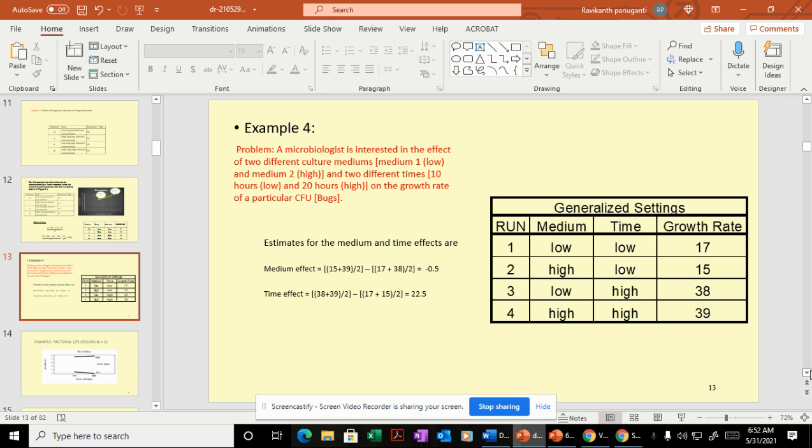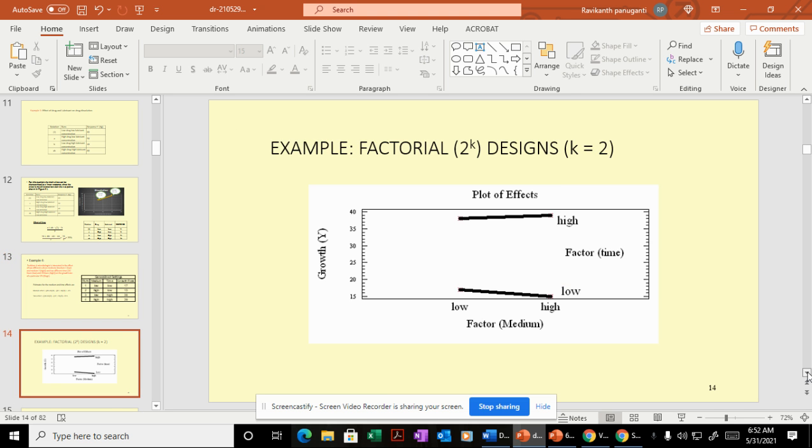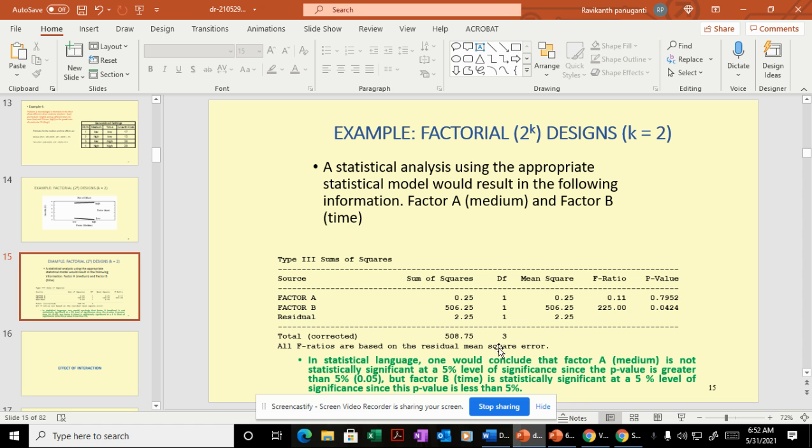But to what extent, whether it is statistically significant or not, in order to understand that, you have to perform the ANOVA. Here in this case, we have done an ANOVA test to understand which factor is showing a significant effect. You can clearly see the p values here. From the p values, we can conclude that factor A is not statistically significant at a 5% level of significance, since the p-value is greater than 5%. Here you can see factor A is 79%.